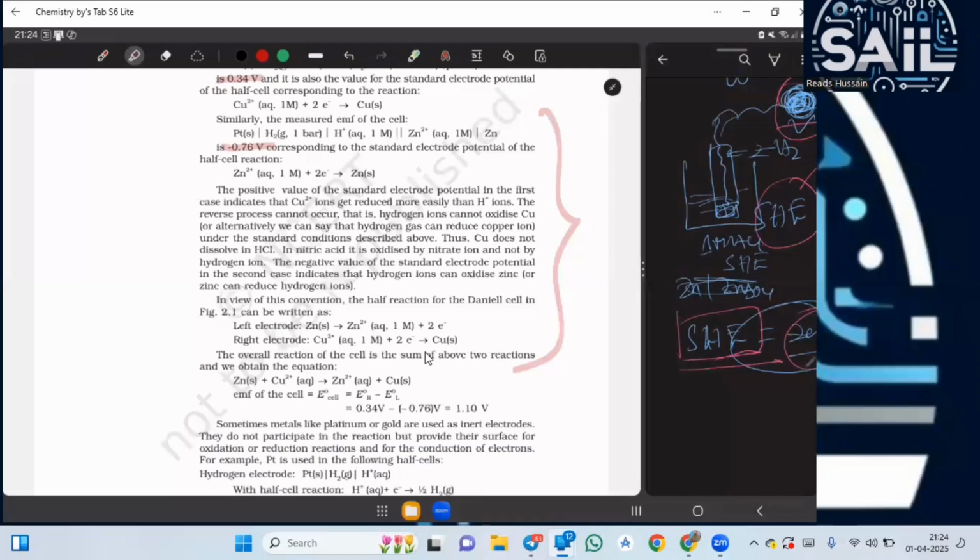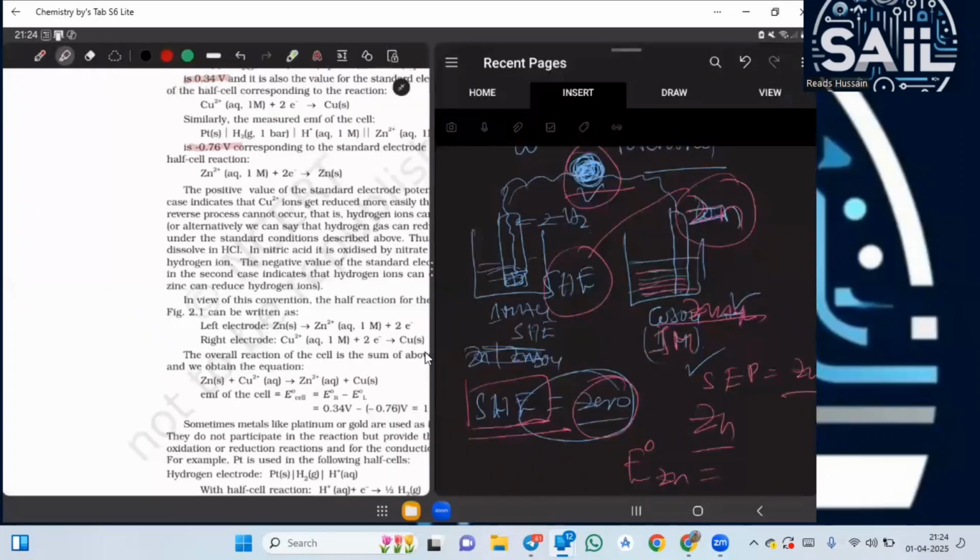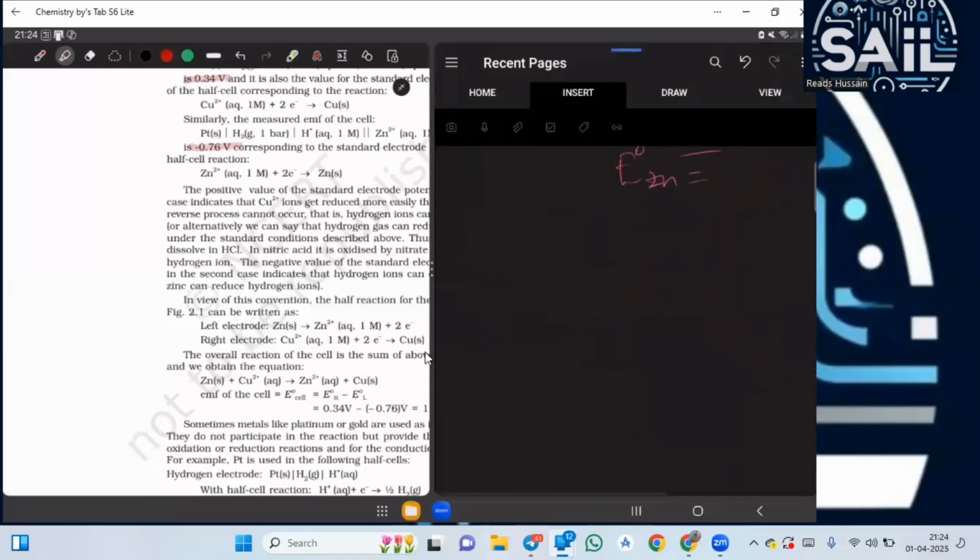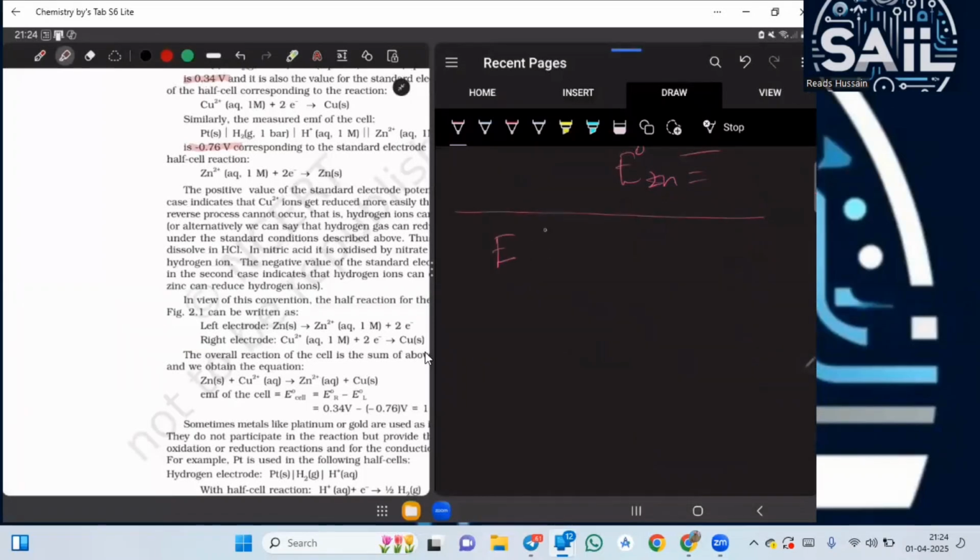But before that, I would like to show you what the cell potential is. Just now we calculated the standard electrode potential of copper, Cu2+ / Cu. Its value is plus 0.34 volts. Similarly, we have come to know that the electrode potential of zinc is minus 0.76 volts.